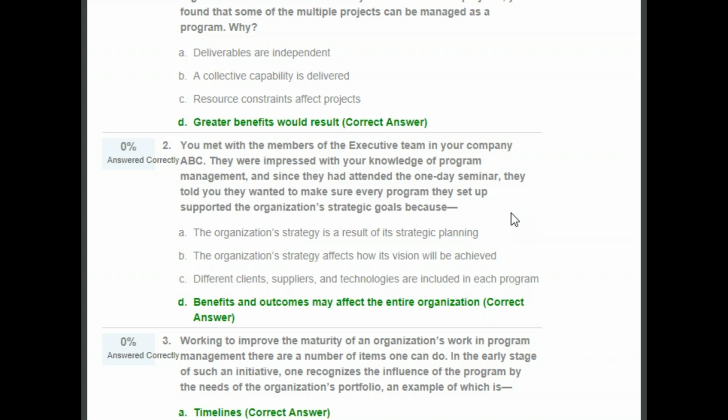Benefits and outcomes may affect the entire organization. This is the most suited answer out of the available. But probably you marked some other option which is not correct.